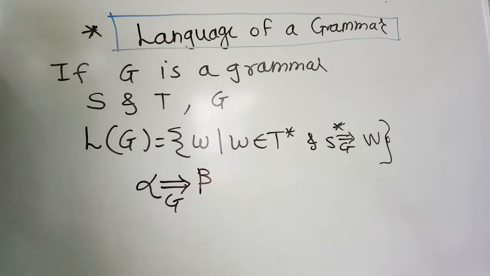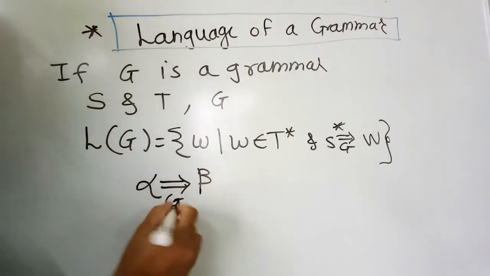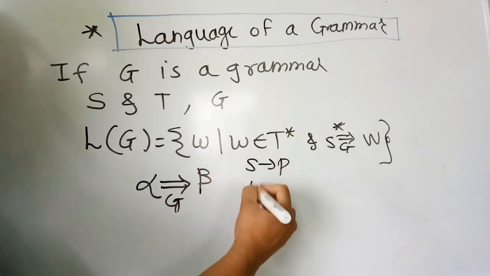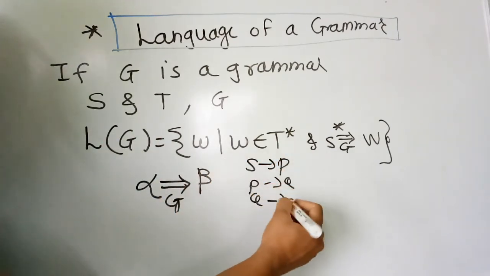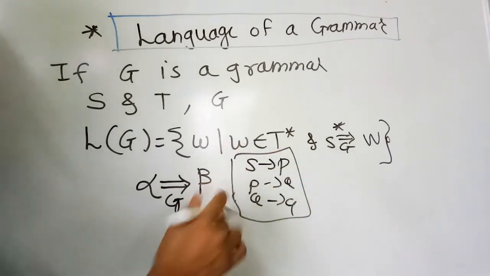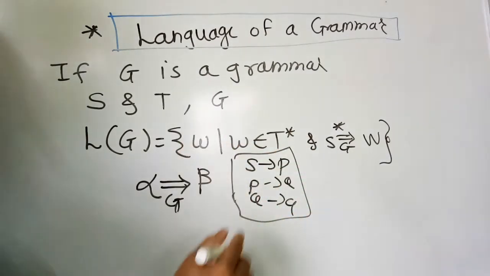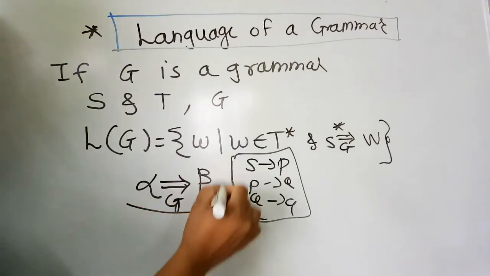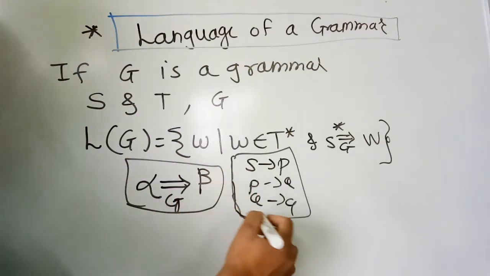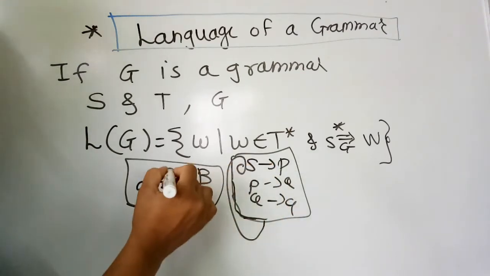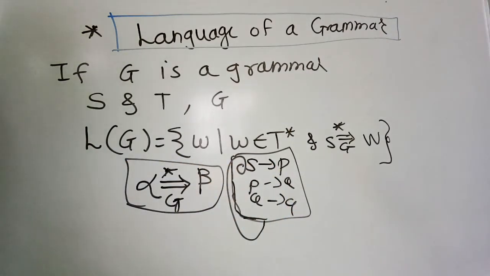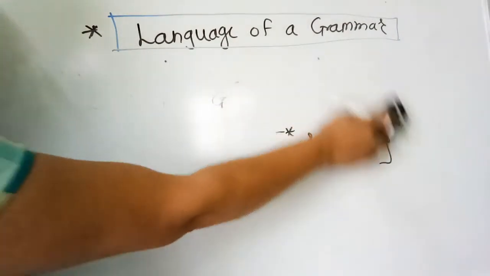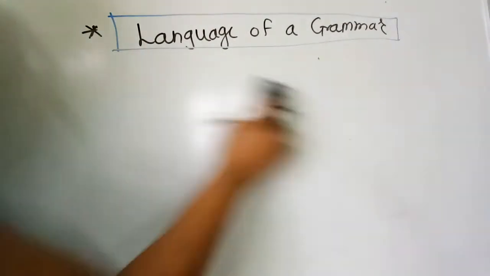When alpha gives beta is applied multiple times, for example S gives P, P gives Q, and Q gives A, this is a sample production grammar. If such a grammar is applied only once, then this mechanism will follow. But if it is applied multiple times, then a star will appear here. So, these are some terms related to the grammar or language of a grammar.